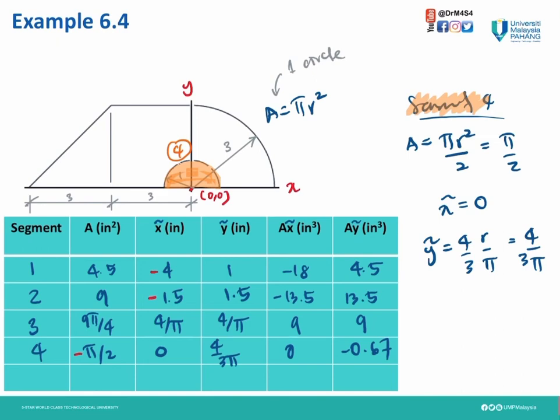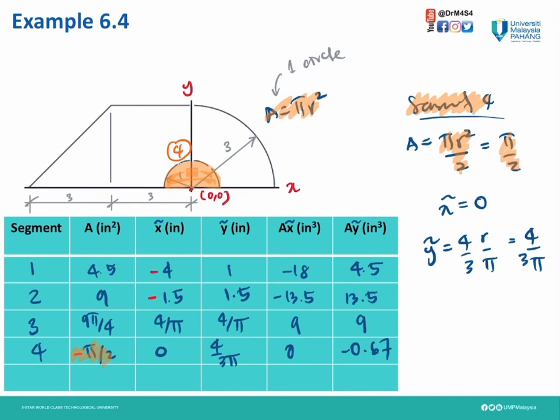So the area for one circle is pi r square. Therefore for a semicircle, pi r square divided by 2. And r for the semicircle is 1. Therefore A is pi divided by 2. So we fill in our A, but going back to our question, this is a hollow or void area. Therefore we have to subtract it, so negative pi divided by 2.